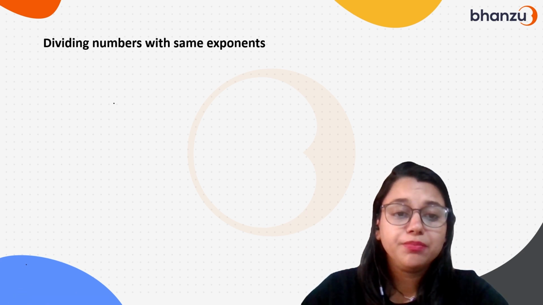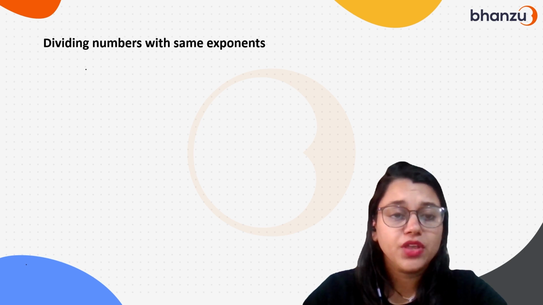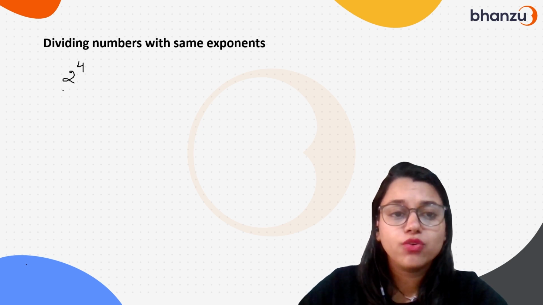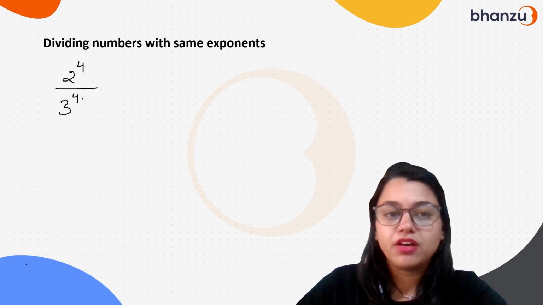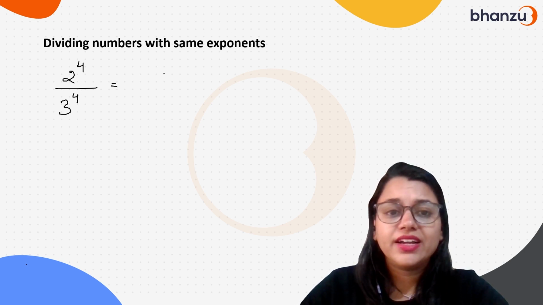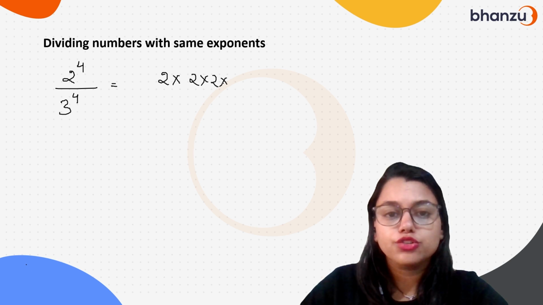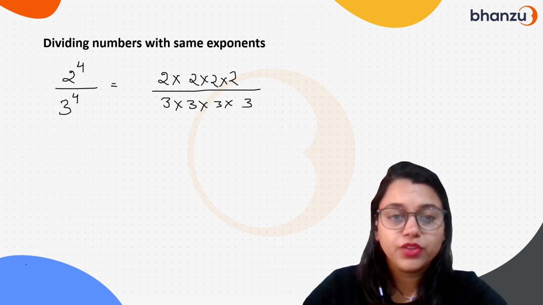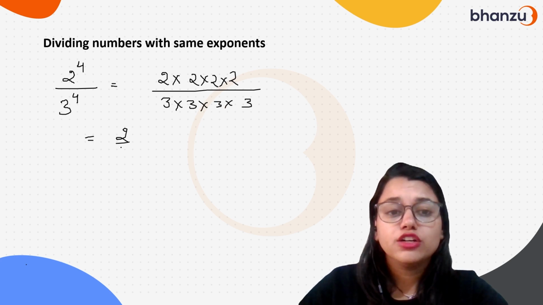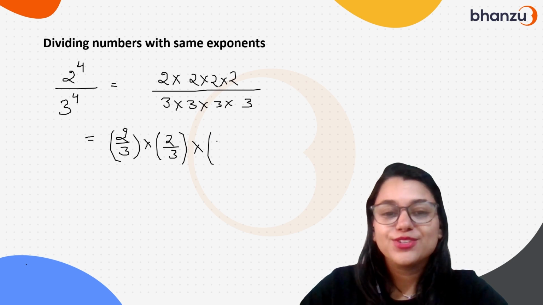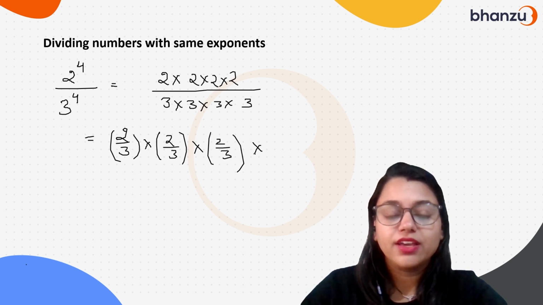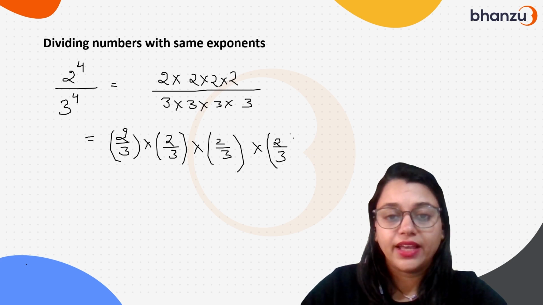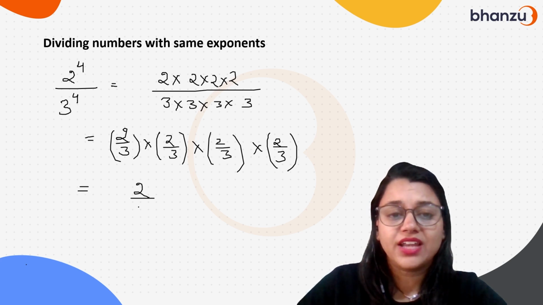Let us see the next law here, that is dividing numbers with same exponent. So here also we have different bases, but the exponents are the same. For example, we have to find 2 raised to the power 4 divided by 3 raised to the power 4. So how will we solve it? Can I write it like this? 2 into 2 into 2 into 2 divided by 3 into 3 into 3 into 3. Alright, which can be further written as 2 by 3 into 2 by 3 into 2 by 3 into 2 by 3. Means we can write 2 by 3, 4 times, and in the form of exponents, we can represent it as 2 by 3 whole raised to the power 4.